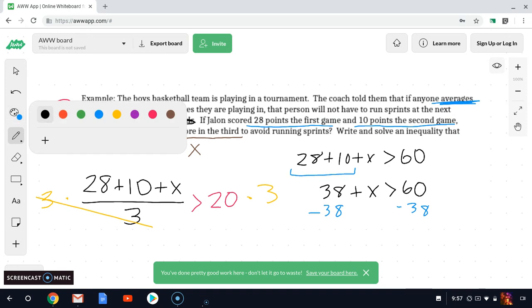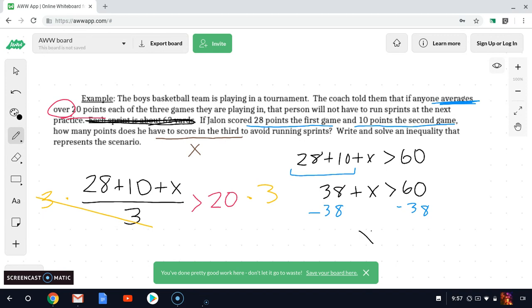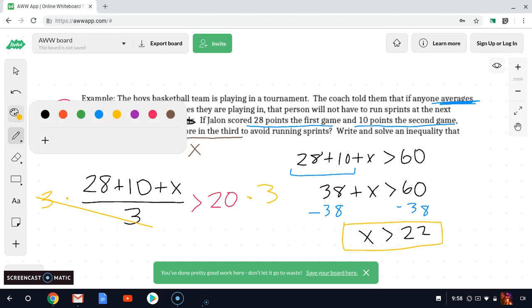And then we are left with x is greater than 22. So here's our answer. But we still need to write a sentence about how many points Jalen needs. So for this, we have to kind of think about it.